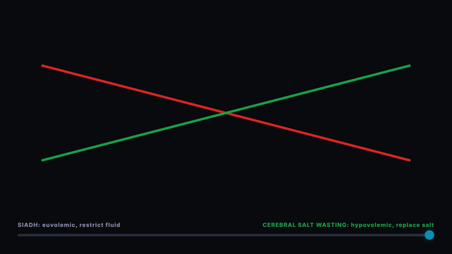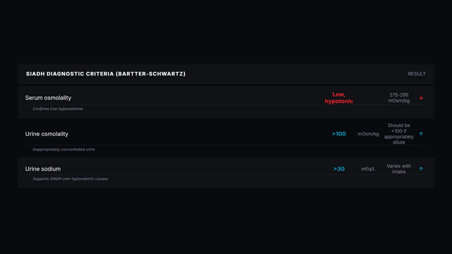SIADH is euvolemic or mildly volume expanded and gets fluid restriction. Cerebral salt wasting is volume depleted from renal sodium loss and needs salt and volume replacement, not restriction. The Bartter-Schwartz criteria still anchor the SIADH diagnosis.